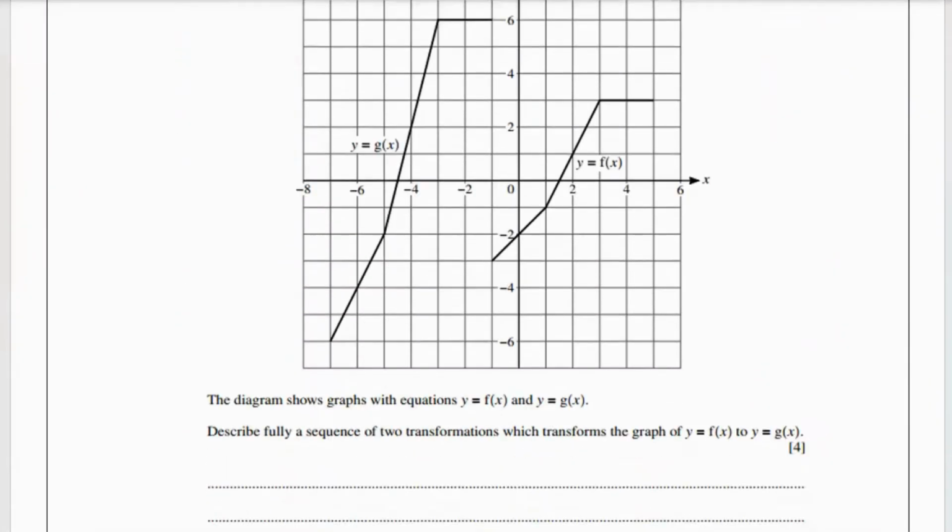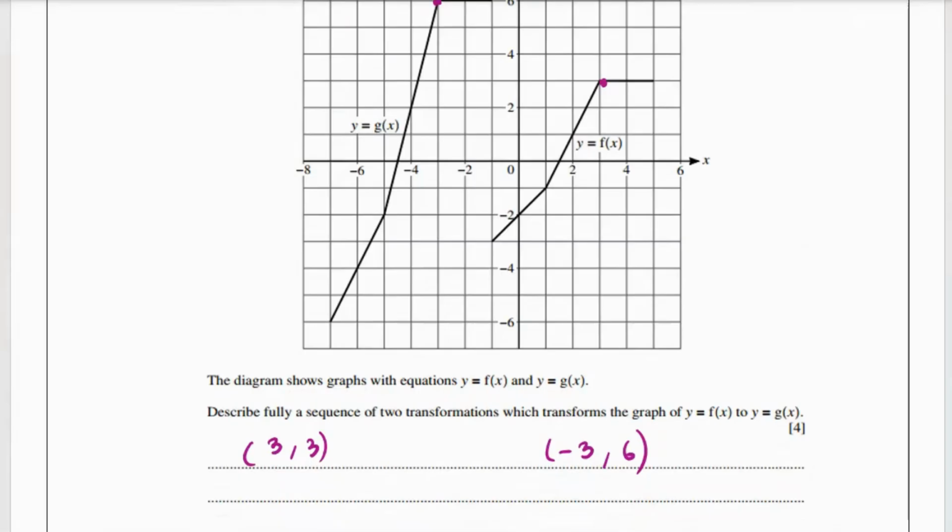This diagram shows graphs of the equations y equals f of x and y equals g of x. Describe fully a sequence of two transformations which transforms the curve y equals f of x to y equals g of x. So now if you look at the transformation, let's pick 2 points. So we pick this point and this point. We're going from f of x to g of x. So this point is 3 and 3 on y equals f of x, and on g of x it is negative 3 and 6.